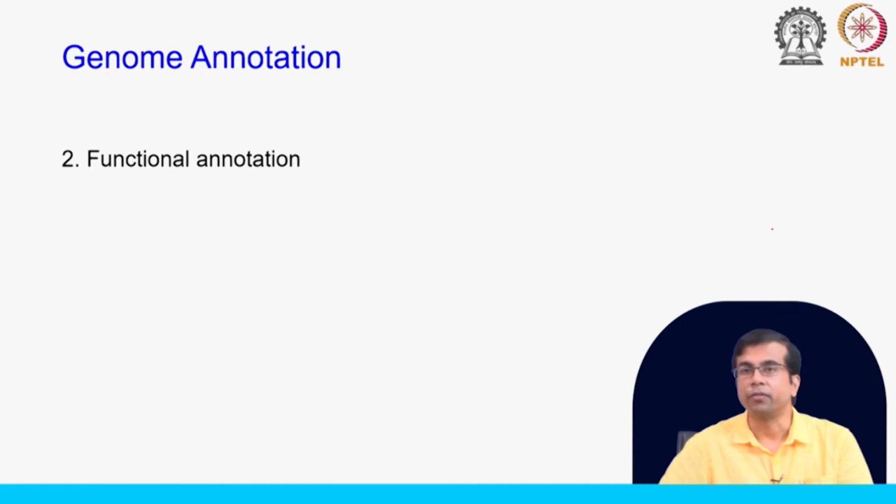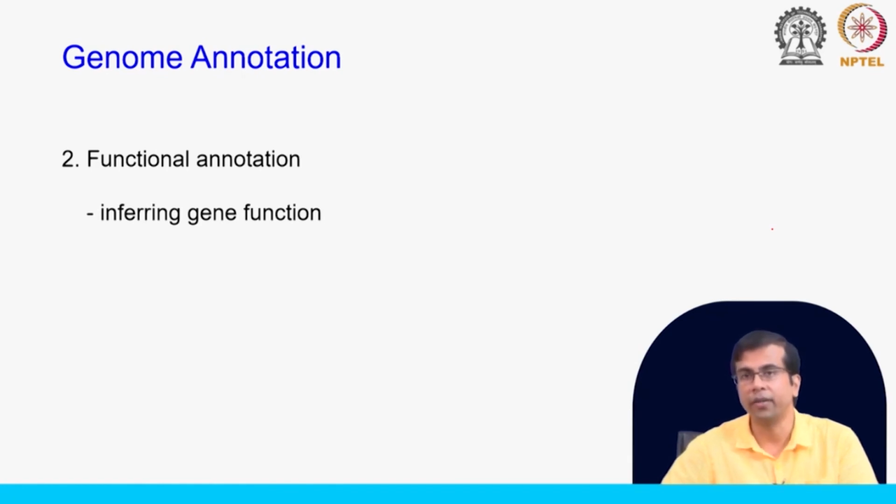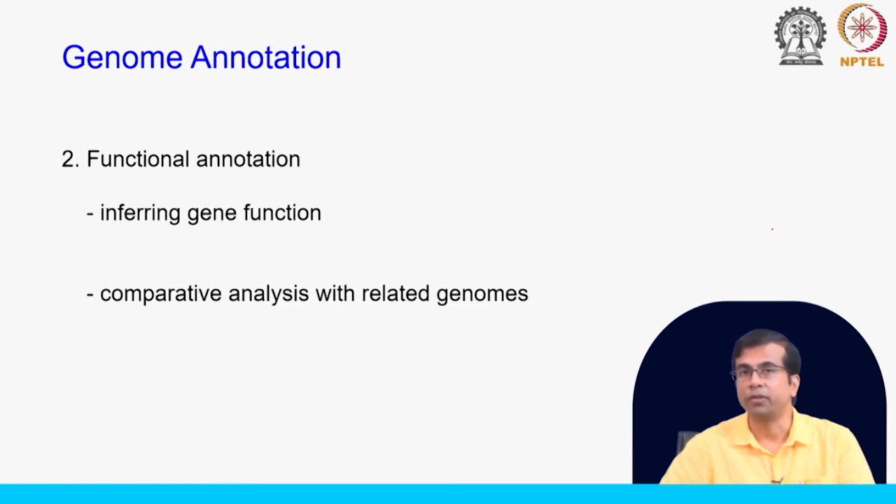The second type of annotation we do is called functional annotation. This is actually much harder, because we want to infer gene functions. We have identified some genes, but we want to infer their function, and we have to do this through comparative analysis, because experimental determination of function is very difficult, tedious and time consuming. So we do comparative analysis with related genomes to see whether similar genes exist in other organisms. If we know the function of those genes in the related organisms, we can say that this gene also has a similar sequence, so it is likely to perform the same or a similar function.